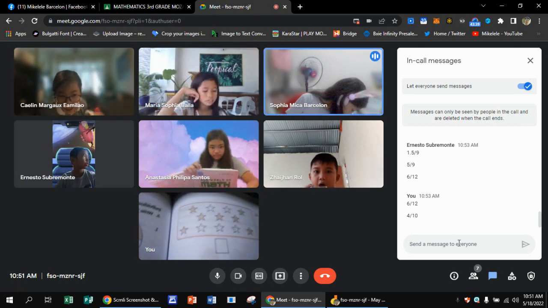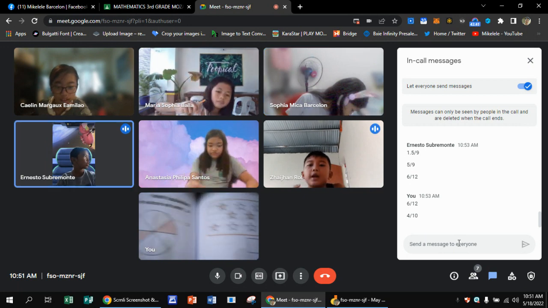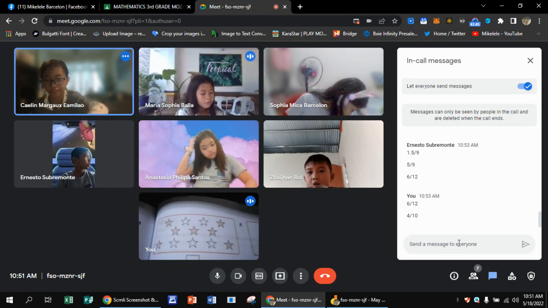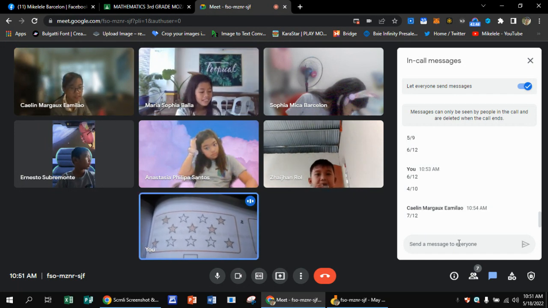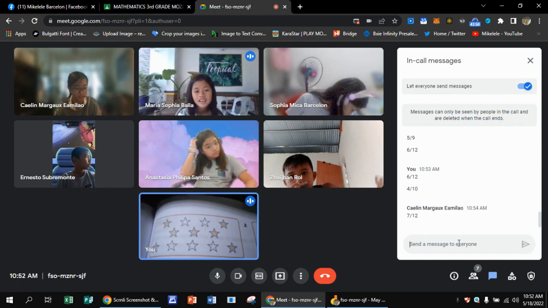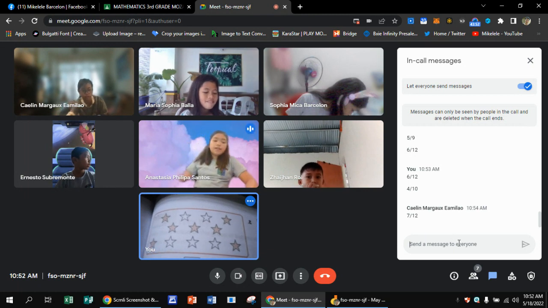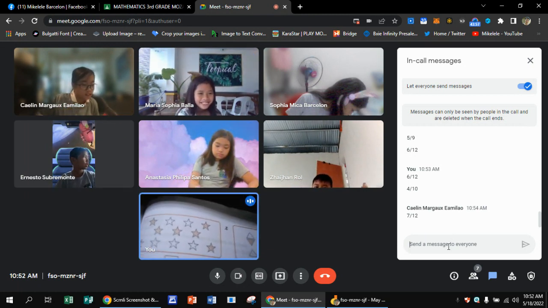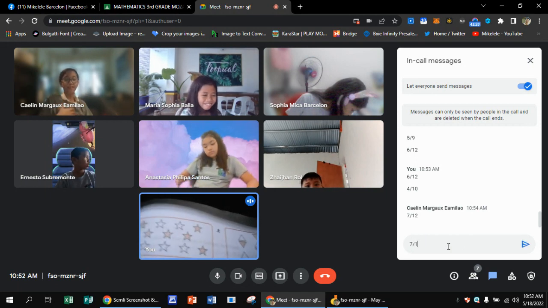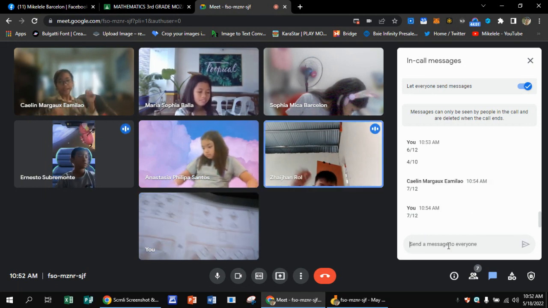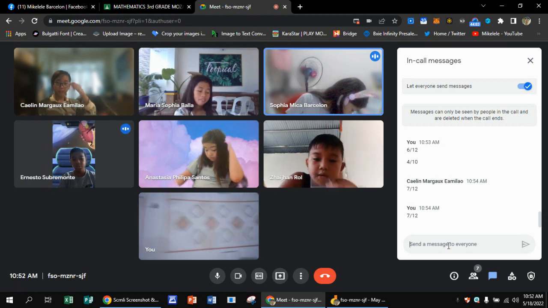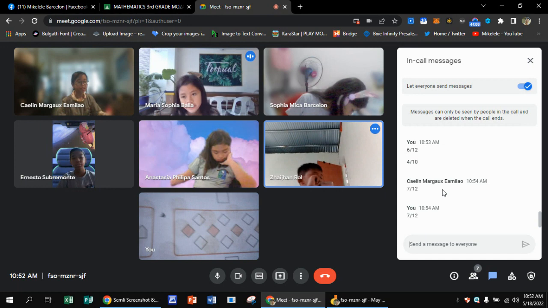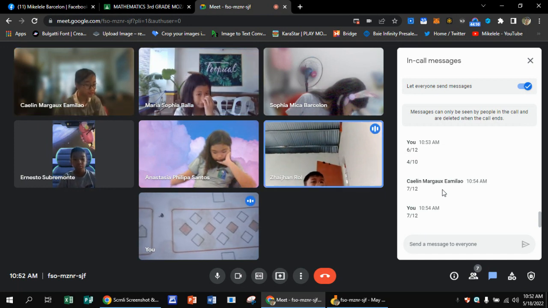How many stars? 7 over 12. How many stars? 1, 2, 3, 4, 5, 6, 7, 8, 9, 10, 11, 12. And the shaded stars are 1, 2, 3, 4, 5, 6, 7. Okay, very good. That is 7 over 12. Picture number 4. Number 4 is 4 over 10.